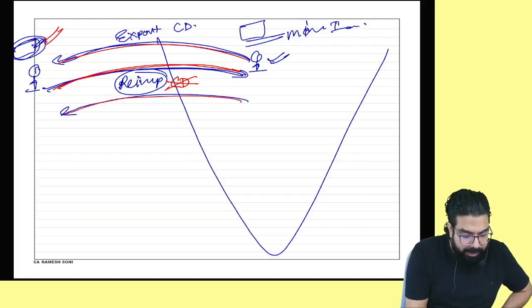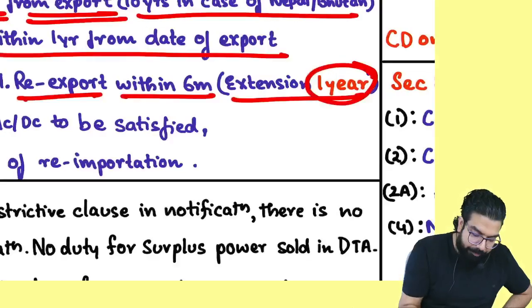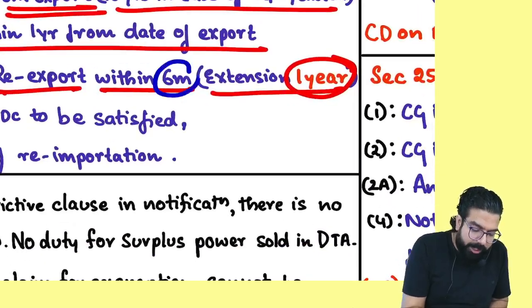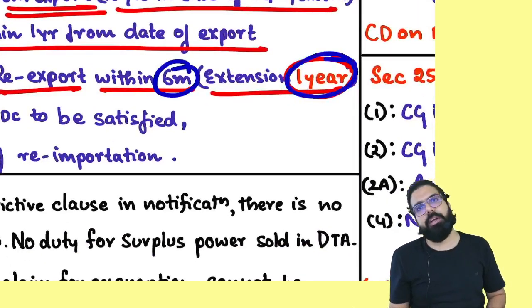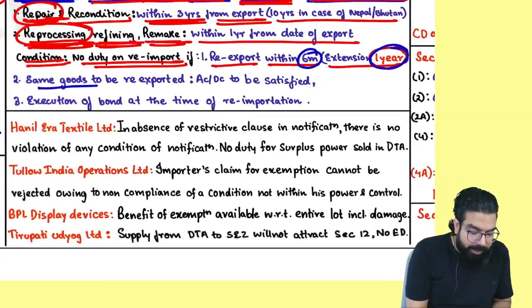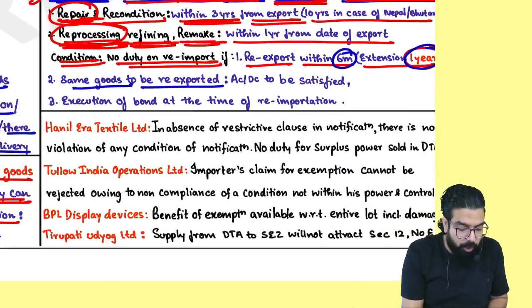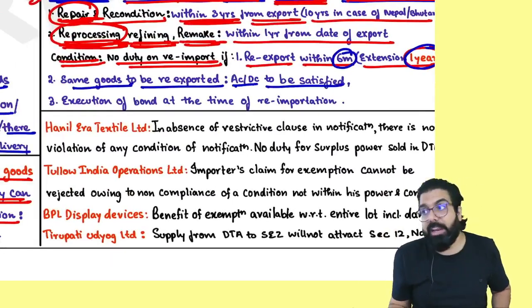Everyone remember, re-export should be done within how much time? You should repair it and send it back within how much time? 6 months, plus an extension can be given of a further 1 year. And sir, the same goods should be exported. Means what you had imported, you should export the same good. ACDC will be verifying it.